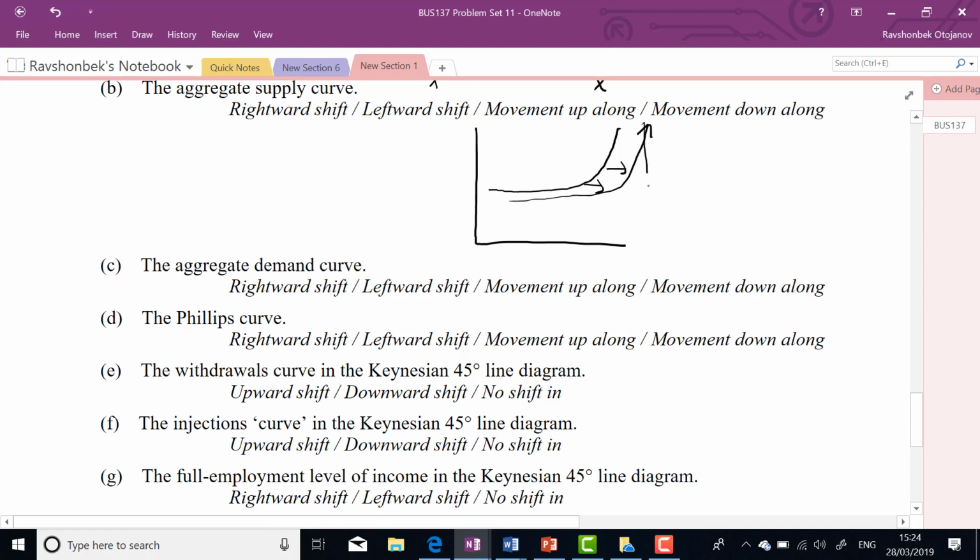Our full employment output level is now greater than the original full employment output level here. Yeah, this is shifting to the right.